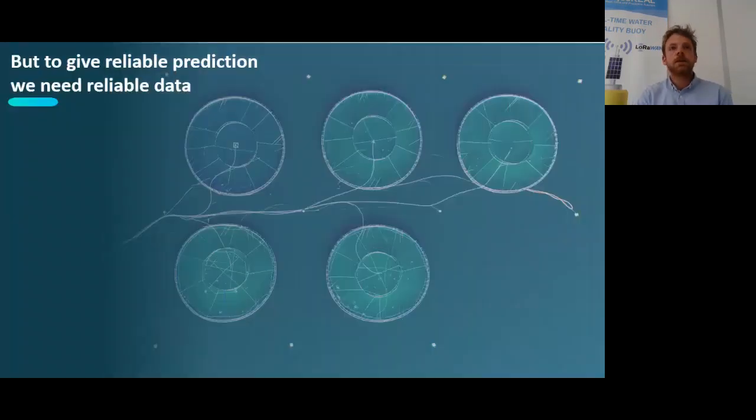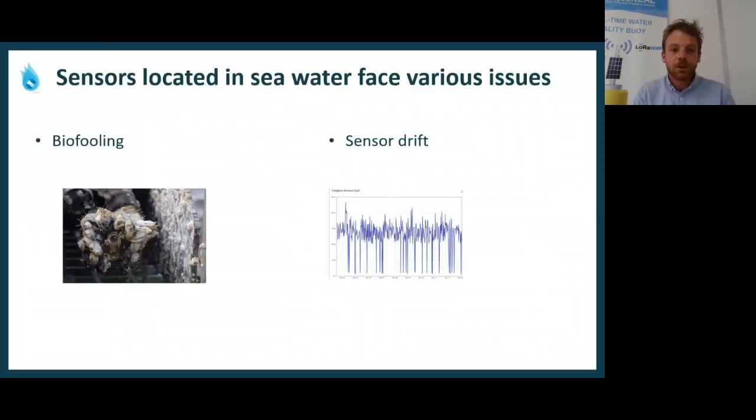But to get here, we realized that to get a good model, we need good data. I come from a totally different industry where we were used to having clean data sets already processed. And I realized I arrived in a real world with real sensors in real water. So I discovered two things that can happen. First, the biofouling, which is some organic material getting on the sensor and obstructing the optical lens of the sensor. And because of that, we won't have true values, and the measurements are going to be wrong. The other issue we are facing is the sensor drift.